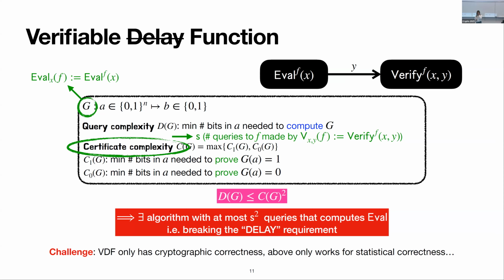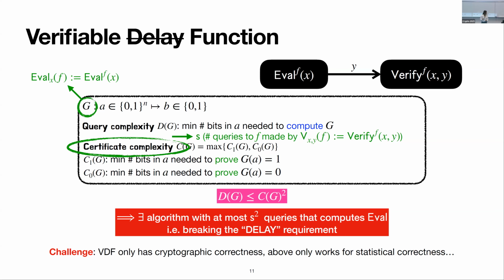Of course, there is one caveat that I didn't have time to explain, which is that a VDF, like any other crypto primitive, has cryptographic correctness, meaning that the correctness holds only against bounded query adversaries. But in complexity theory, people study perfect correctness and statistical correctness. There is no bounded adversary. So we have to handle this in the paper.